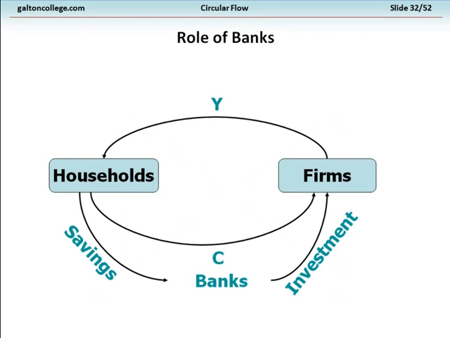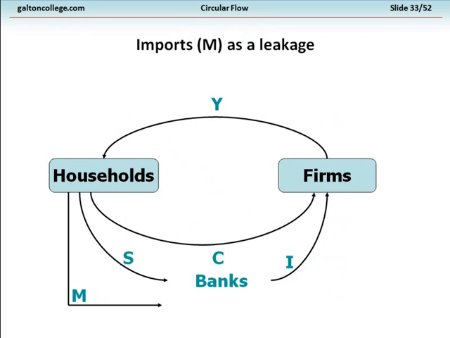There are other leakages, however. M for imports. We buy goods from abroad. Some people send money abroad to family and friends. People go on holidays abroad, which is taking income out of the country. People buy foreign cars, buy foreign televisions, whatever. So we need to pay for the imports, and what we need is exports to balance imports.